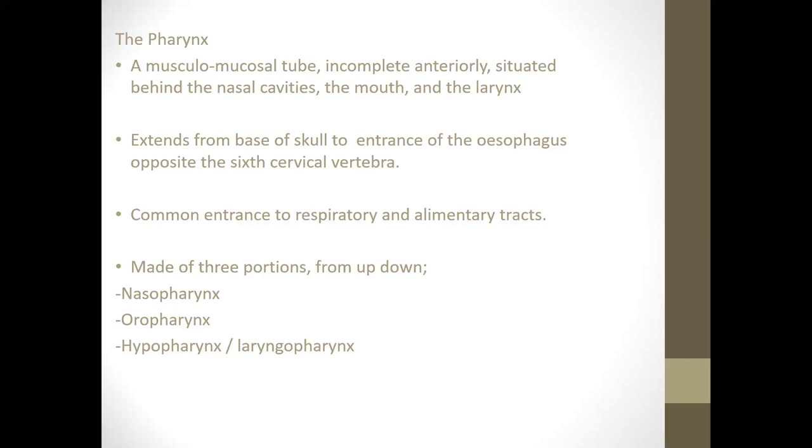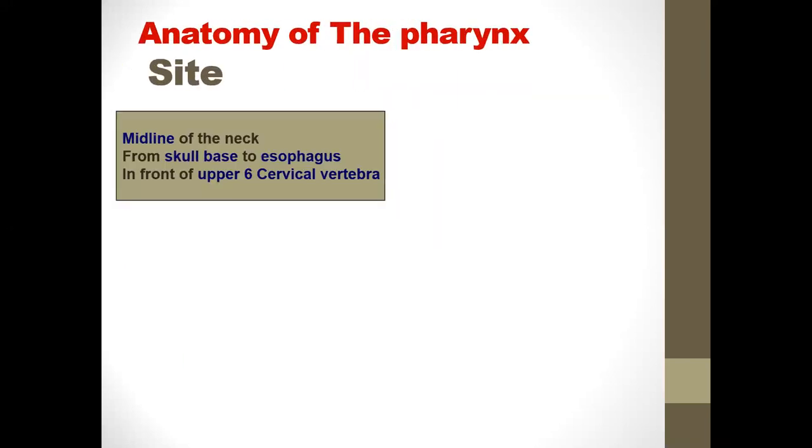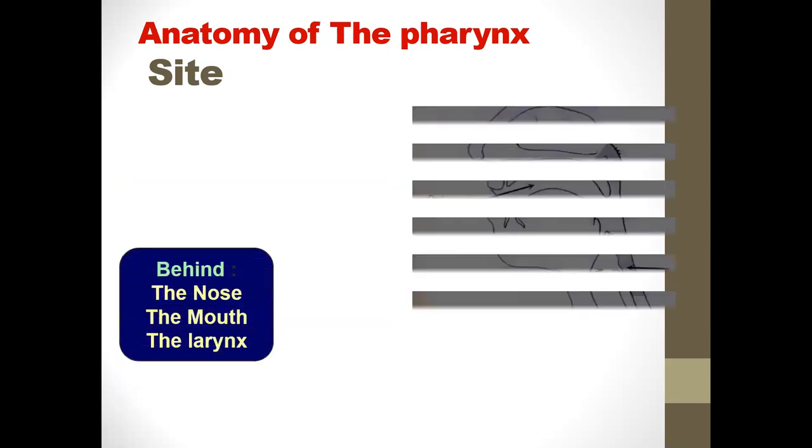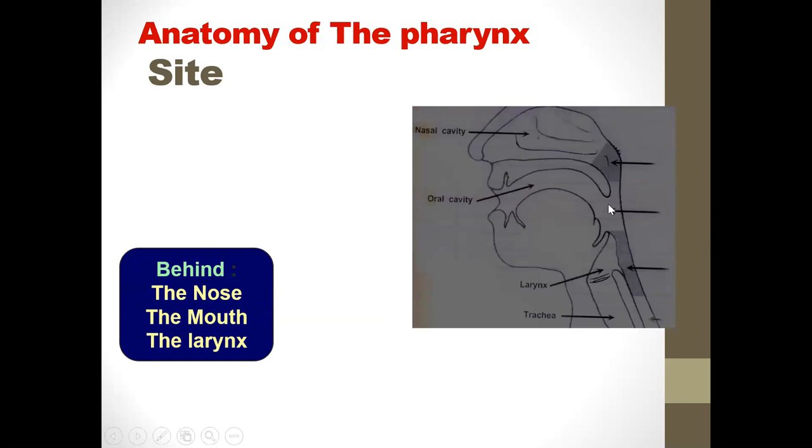It's made of three portions from up to down. We have the nasopharynx, the oropharynx, and the hypopharynx, the laryngopharynx. You will note that the nasopharynx is the only part of the pharynx that only conducts air, whereas the oropharynx and the hypopharynx conduct both air and food. It starts from the midline of the neck, from the skull base to the esophagus, as we saw, and we said it's behind the nose, the mouth, and the larynx.